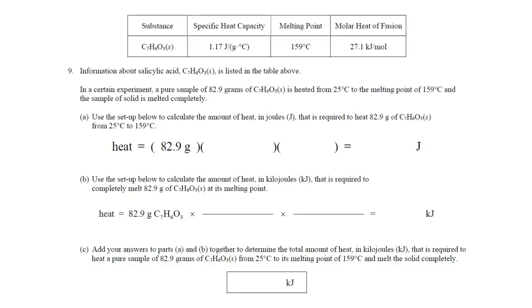We also are given the melting point, which is 159 degrees Celsius of this substance. And then finally, we're given something called the molar heat of fusion. And the number is 27.1 kilojoules per mole. That is the amount of heat or the amount of thermal energy to melt 1 mole of that substance. So again, let's just focus on part A, and then we can proceed with the rest of question 9.